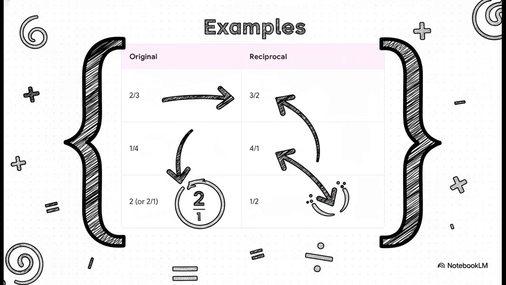Let's check out a few examples. The fraction 2/3 flipped upside down just becomes 3/2. Super easy, right? 1/4 becomes 4/1. Now, what's really interesting here is how we handle whole numbers. Take a look at the number 2. In fraction math, a whole number always secretly has a denominator of 1 hiding underneath it. It's essentially 2/1. So when we need the reciprocal of a whole number like 2, it simply becomes 1/2.